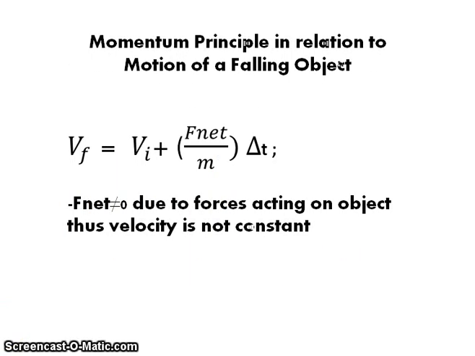So in our lab, we used the momentum principle in relation to the motion of the tennis ball. We use Newton's second law, where final velocity is equal to initial velocity plus F net over mass times delta t, to predict and update our position and velocity in a computational model with VIdle. In this case, F net is not equal to zero, because of the forces acting on the object, and thus the velocity is not constant.